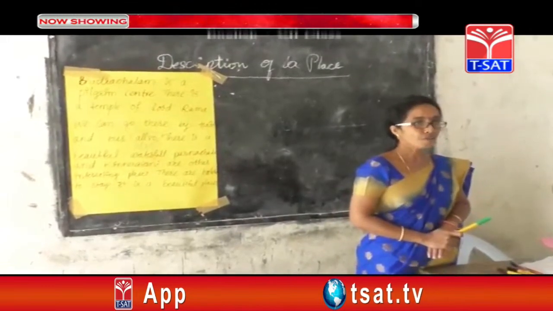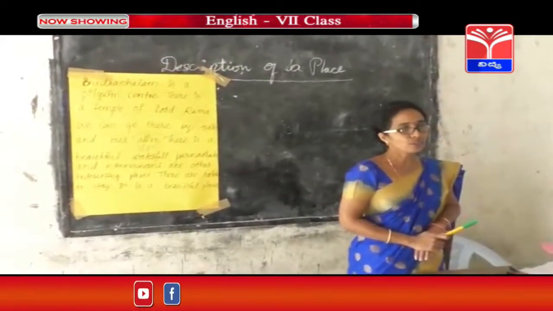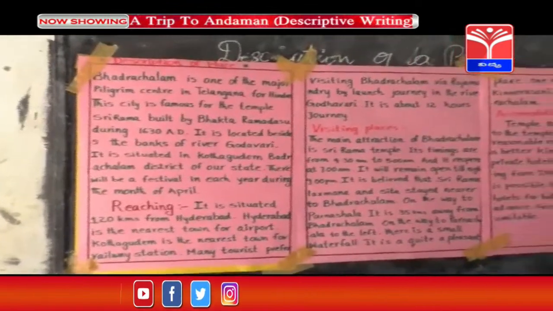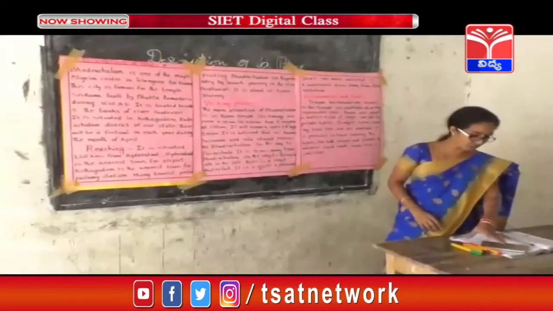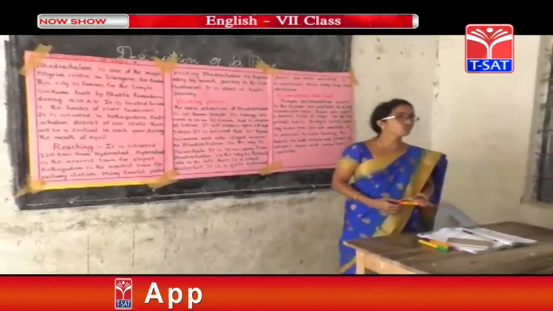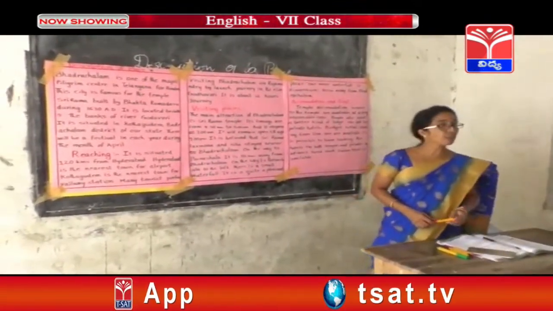Words clearly, which can help your friend to visit that place. Shall I do it for you? Just read the description of the place given here. What is the first question? Where is the place located and what is it famous for?